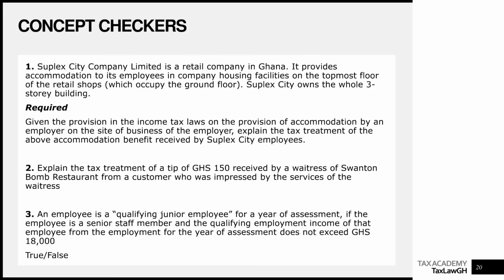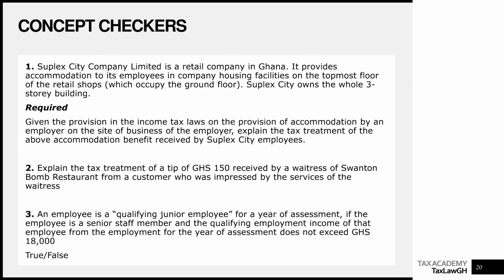The next thing we'll look at will be quantification of benefits. So whether you get accommodation benefit, the company gives you free housing, free car, how do you tax those? We'll look at that subsequently. So what we are saying here is because Suplex City is a retail company and doesn't qualify under the mining, building, construction, timber, oil and gas, and all that, they will be taxed on this accommodation benefit.